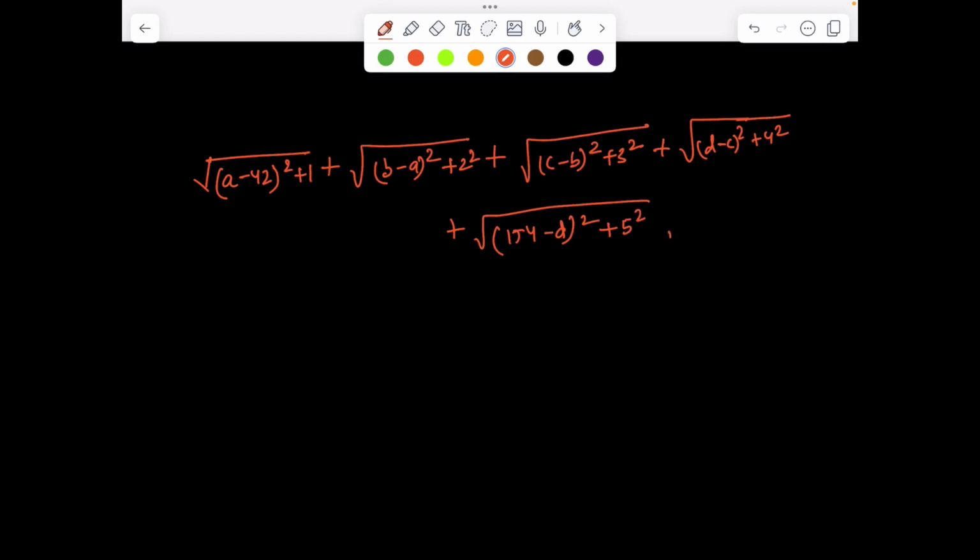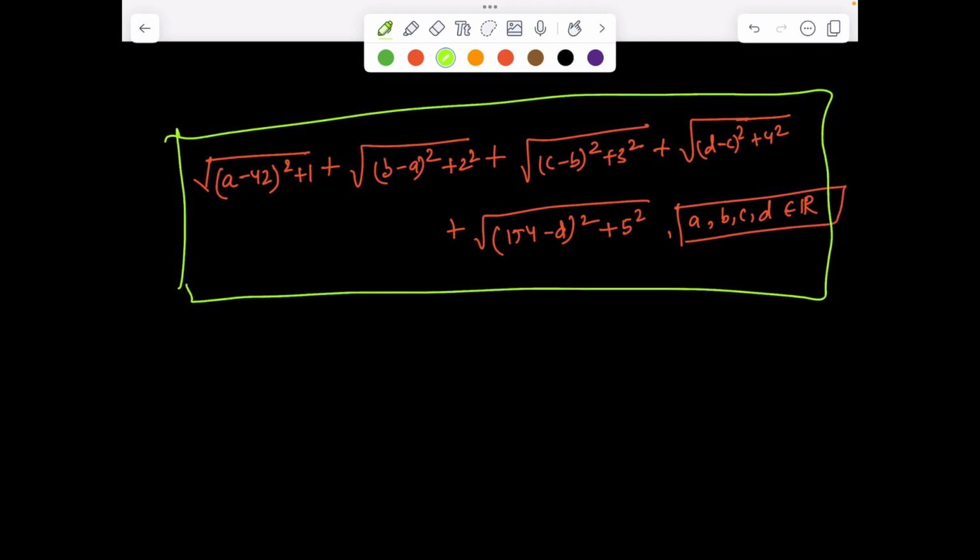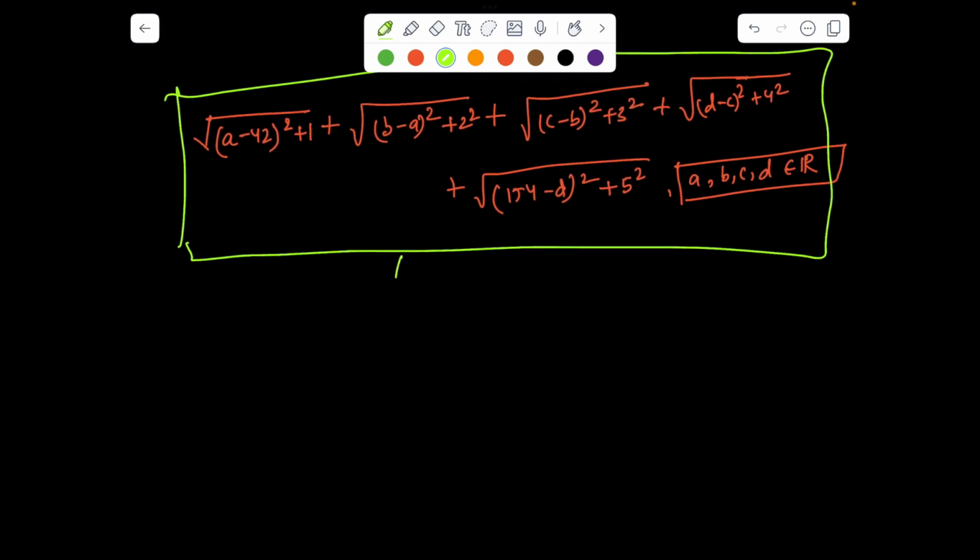Good evening all, and let's try the problem which was there in the thumbnail. So the question is 5 square where a, b, c, d belong to real numbers. Right, so based on this restriction I need to minimize this summation. But this is a very interesting problem because it can be solved very neatly.